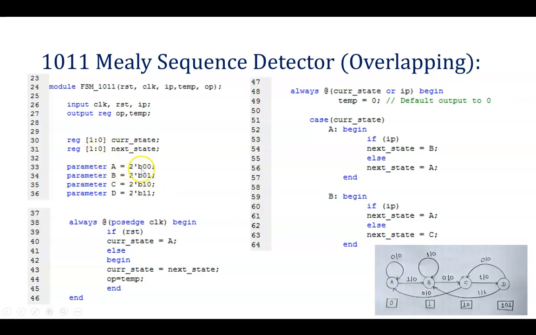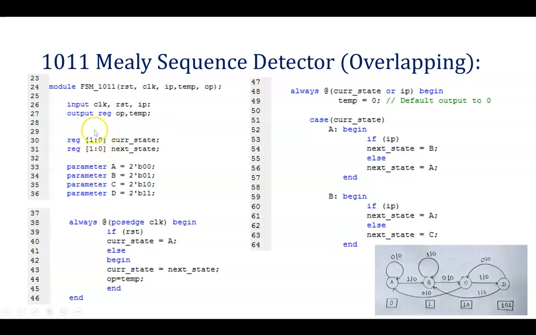A equals the 2-bit binary number 00, because this state A is defined by 00. If I need to denote it by 01 in binary, I need to define it using 2 bits, and that's why A equals 2'b00, that is a binary number 00. Same way 01, 10 and 11: A is defined using 00, B using 01, C using 10 and D using 11.